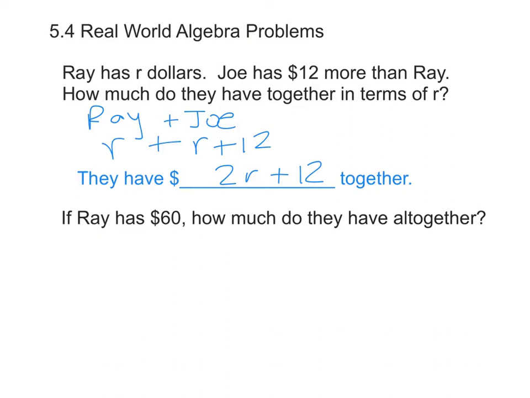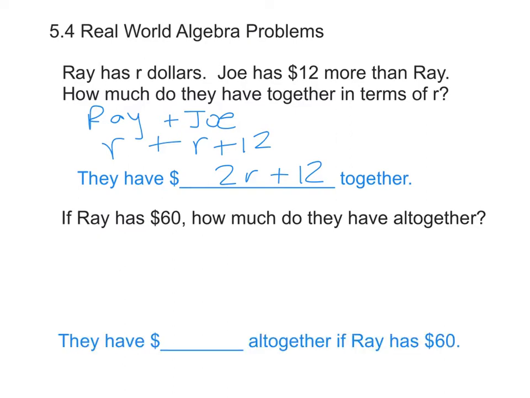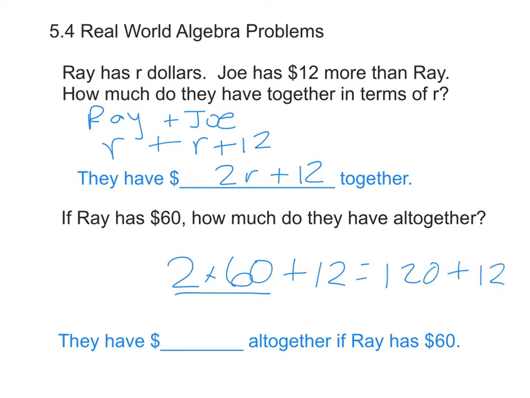Now if Ray has $60, how much do they have all together? Our sentence answer says they have blank dollars all together. We will substitute the 60 for the R, so 2 times 60 plus 12 would be 120 plus 12 equals $132 altogether when Ray has $60.